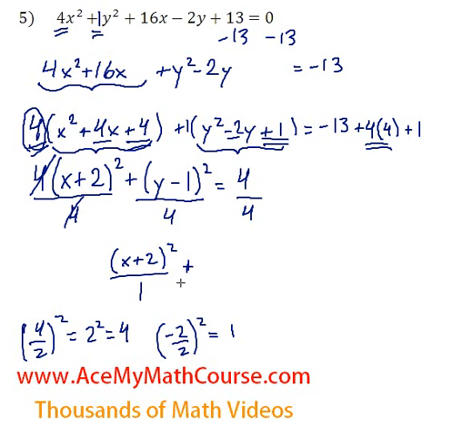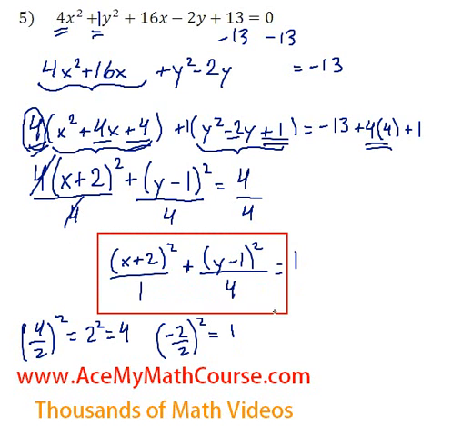And normally we write the standard form equation of the ellipse like that. We need a number over here, right? 3 divided by 4, and 4 over 4 is just 1. So this is it. You have the ellipse in standard form, and that's just x plus 2 squared over 1 plus y minus 1 squared over 4 is equal to 1. That's it.